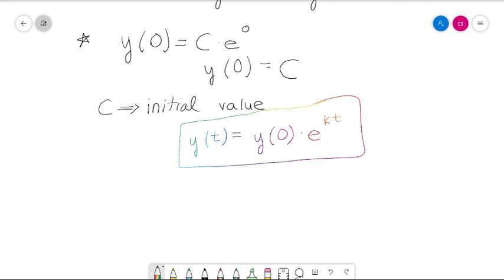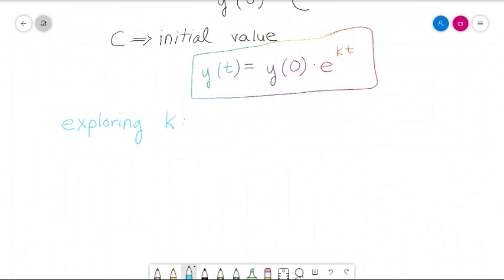All right. And then the only thing left we have is k. So let's explore what k means in our function. Okay, so exploring k, because now we know what c is. Let's explore k a little bit. And what we do know is that the derivative of y with respect to t is equal to k times y. That's one of the formulas we just derived.